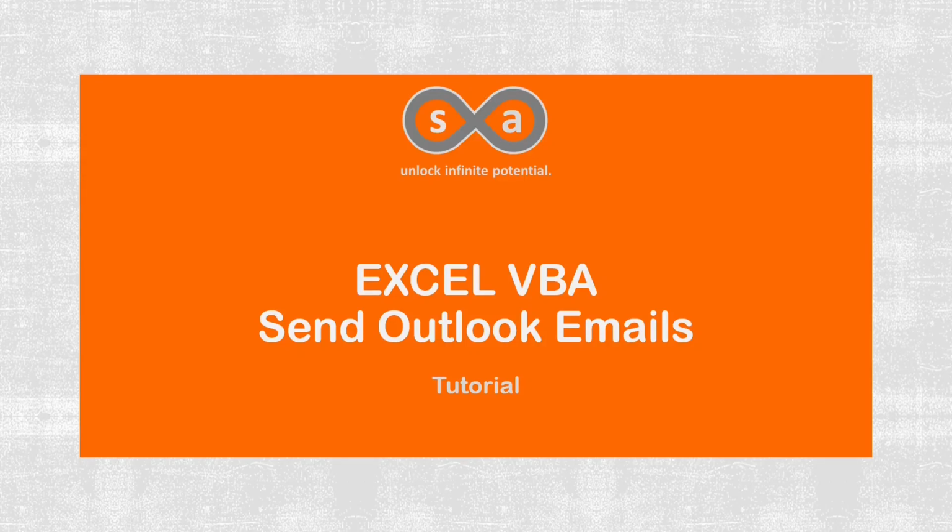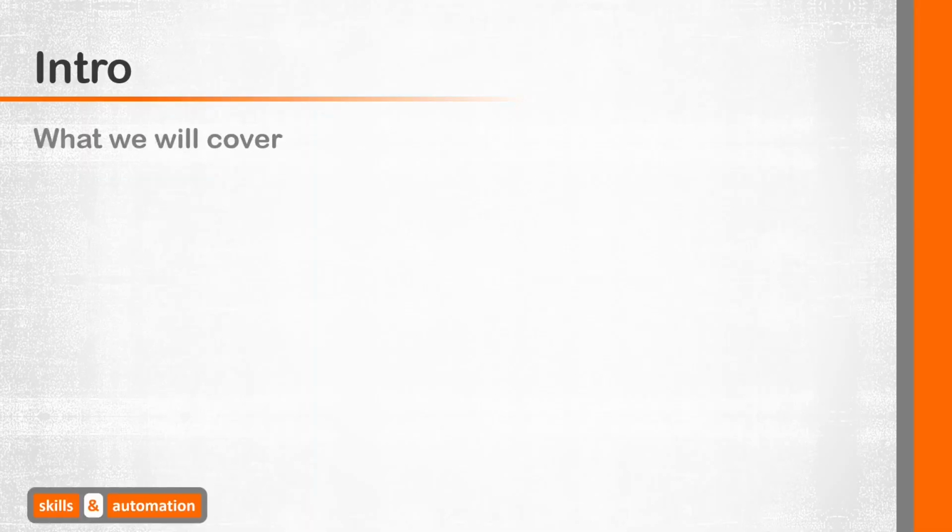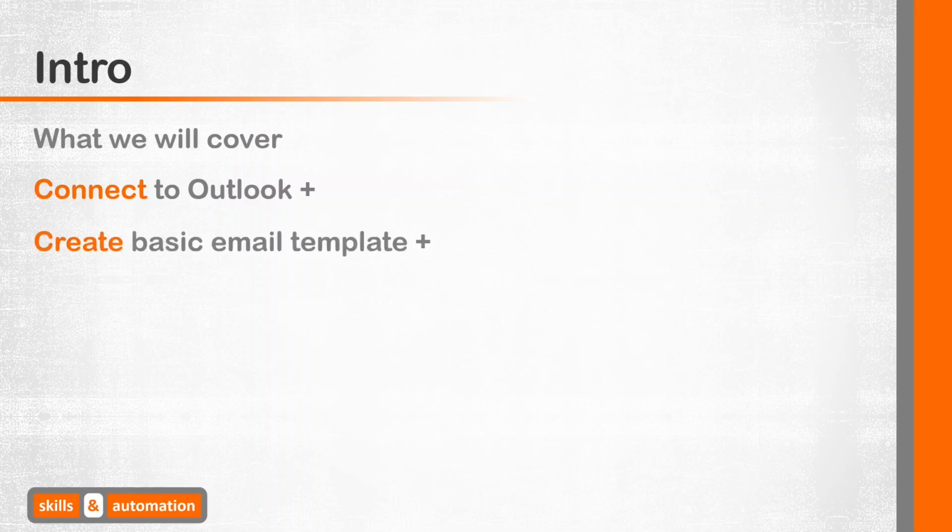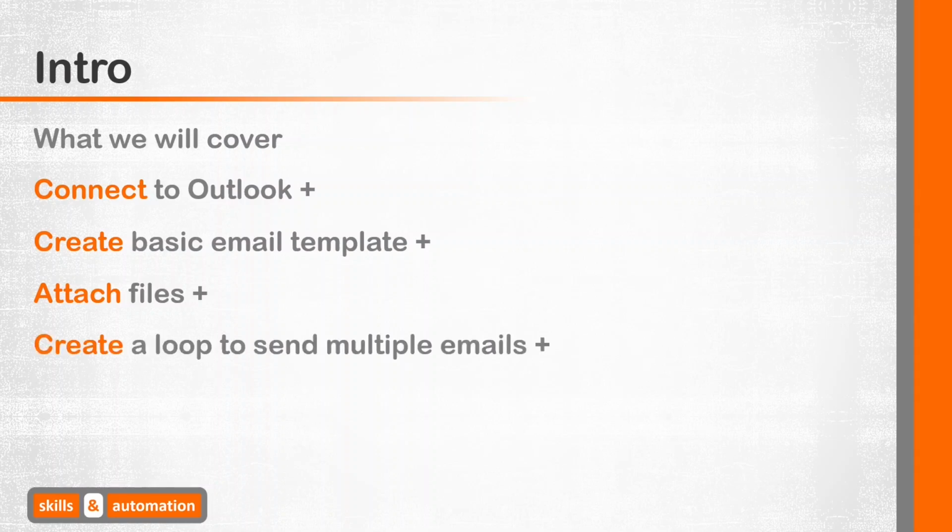My name is Ash and this is the beginning of a tutorial series where we learn how to send Outlook emails using Excel VBA. In this session, we will start with the very basics such as how to connect to Outlook and manipulate the various properties of an email template. We will also cover multiple scenarios for attaching files to the email. Finally, we'll create a loop to send emails with attachments to multiple recipients.